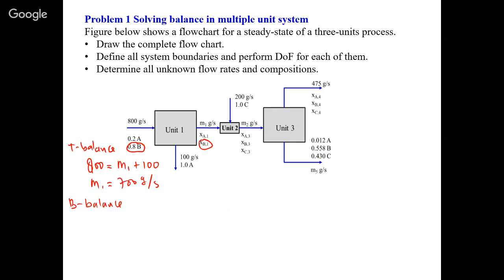So by using a B balance, you will be able to get the equation of B, 0.8 multiplied by 800, equal to xB1 multiplied by M1, which is 700. And by solving this one, we'll get xB1 equal to, let me calculate.